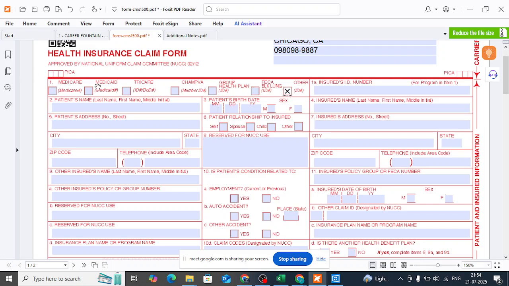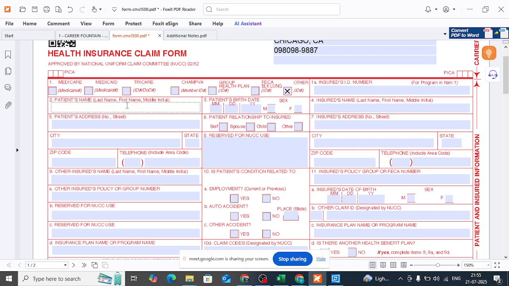First is Medicare, Medicaid, Tricare, Champva, Group Health Plan, FECA Black Lung. These six insurances are provided by the US government, but there is some eligibility, and we'll discuss that later. At the end there is a box for Other. So if you are billing a claim to any other insurance, then the Other checkbox will get checked.